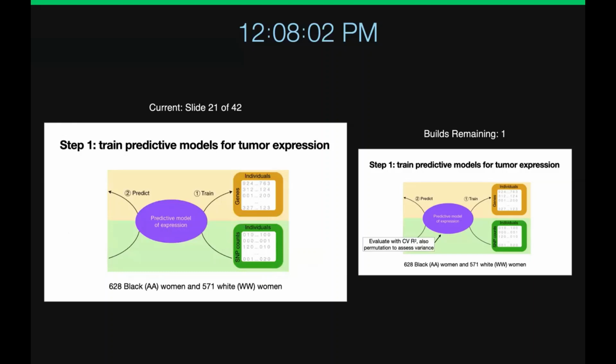So we did this with tumor gene expression for 600 Black women and 571 white women. We broke apart the models by self-reported race. And I think the reason that we did that, I'll show you, is probably not because of the underlying biology, but probably driven by the differences in SNP allele frequency. So the differences in the allele frequencies are probably the reason why the models are best stratified.